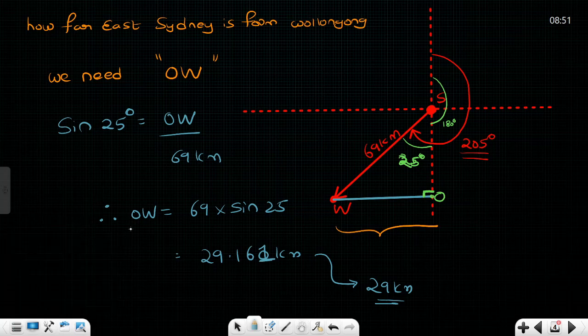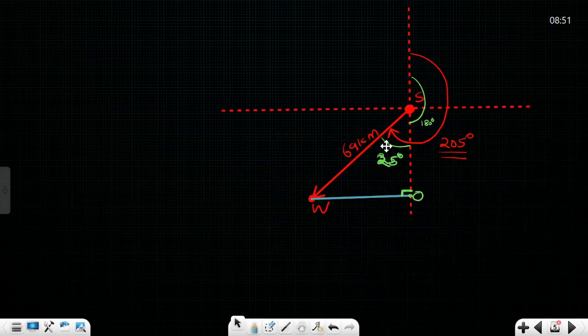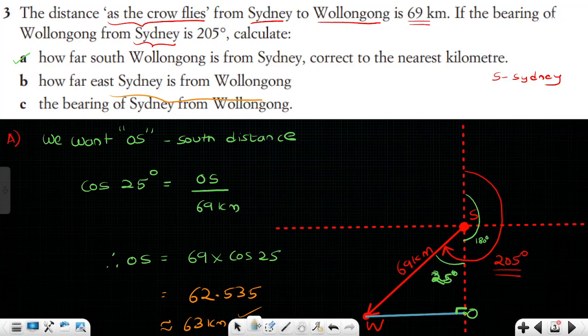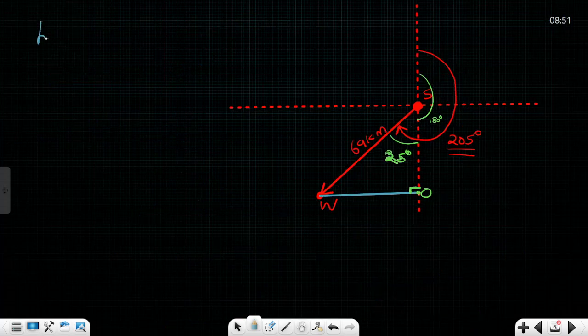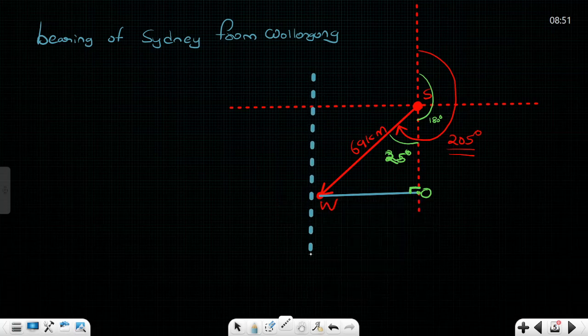Okay, Akshita, I am going to the third bit by copying this diagram. Now, the third bit he is asking about the bearing of Sydney from Wollongong. So, you should take Wollongong as the center, right?